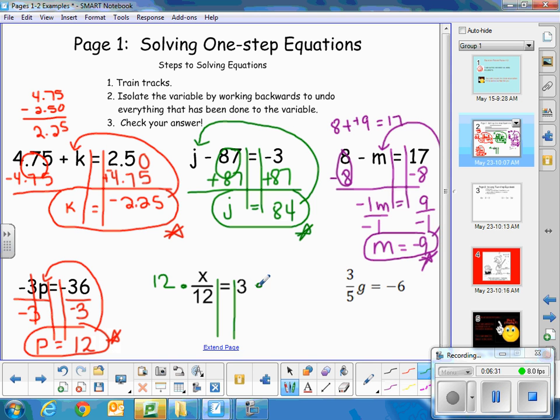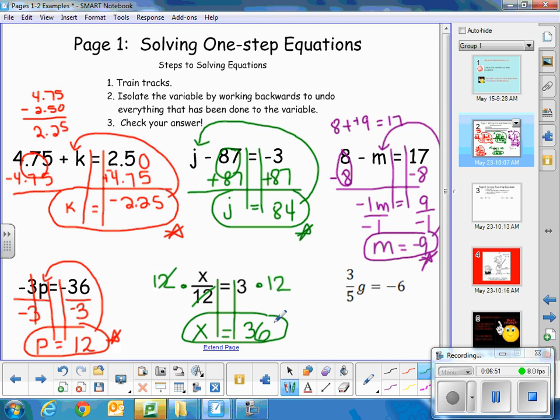Because if you take something and divide it by 12 and then turn around and multiply it by 12, you're back to what you started with, which was x. So these 12s will end up canceling and becoming 1s, and 1 times x is x. And on the other side, 3 times 12 is 36.